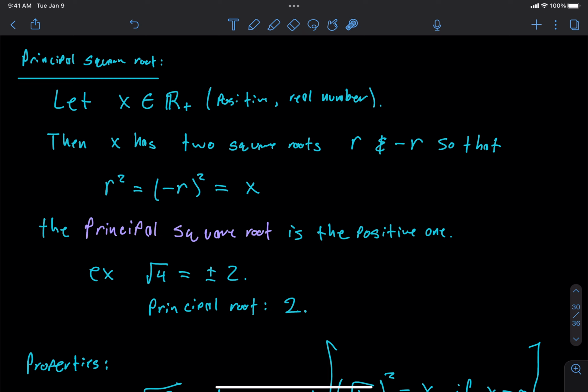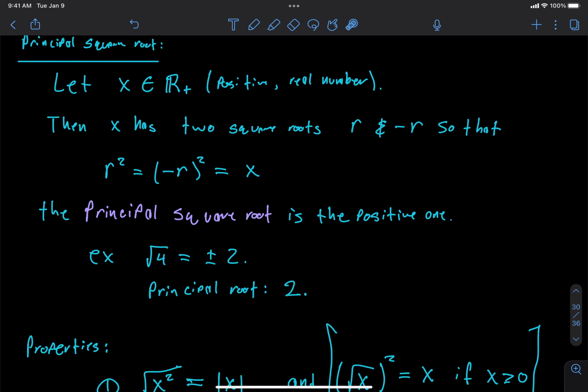How about 0? Do I put in 0? Is 0 a positive real number? Zero is not a positive real number. Why? Can anyone tell me why? Is it because it's not a real number? No, it's not. It is a real number. It's because it's not positive, right? What does positive mean? Positive means larger than 0. So since 0 is not larger than itself, it's not positive.